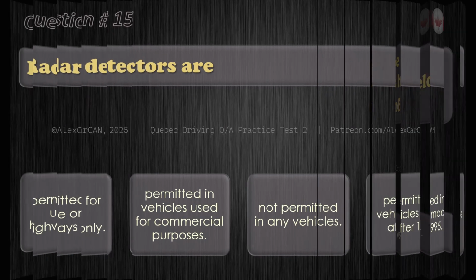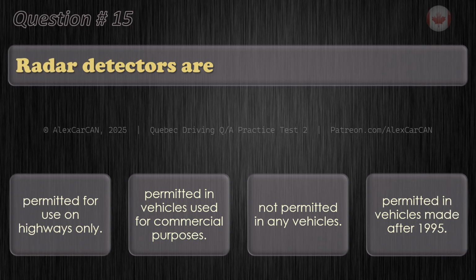Question number 15. Radar detectors are permitted for use on highways only. Permitted in vehicles used for commercial purposes. Not permitted in any vehicles. Permitted in vehicles made after 1995. The correct answer is not permitted in any vehicles.